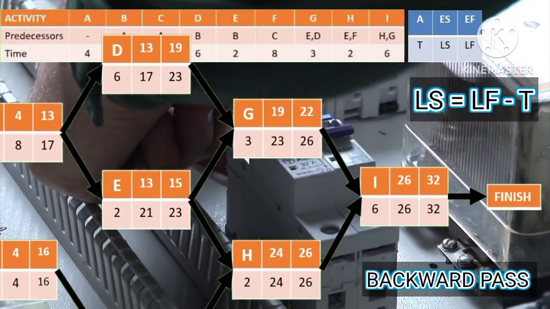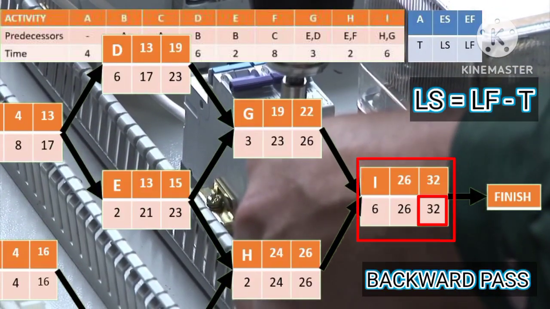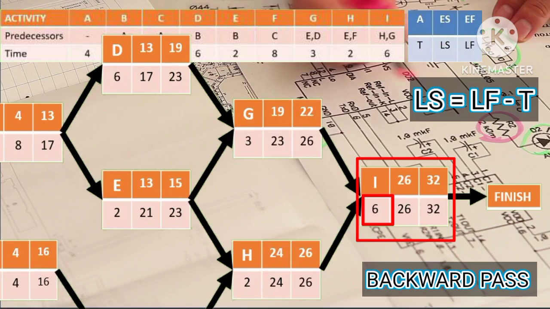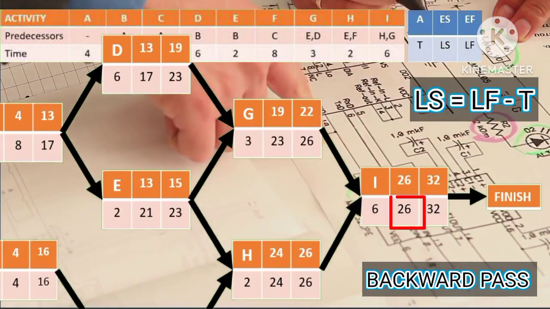Since we have the latest finish time, which is 32, the latest finish time of I is 32. Then since the activity time of I is 6, the latest start time of I is 32 minus 6 equals 26.